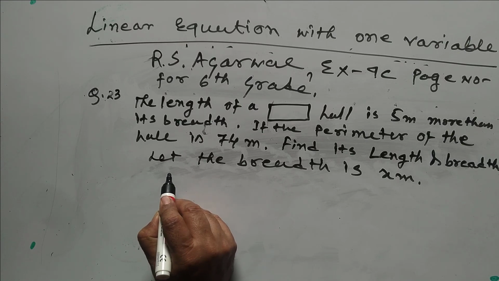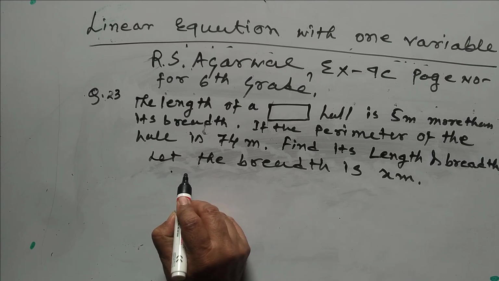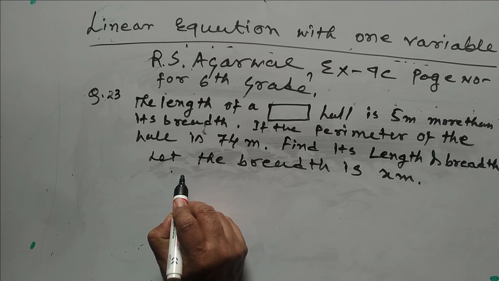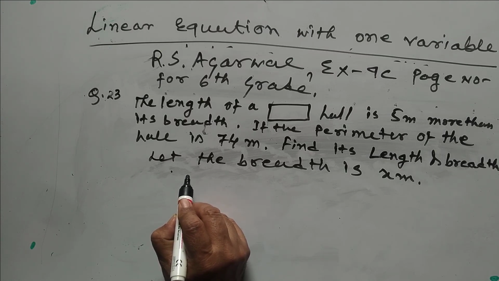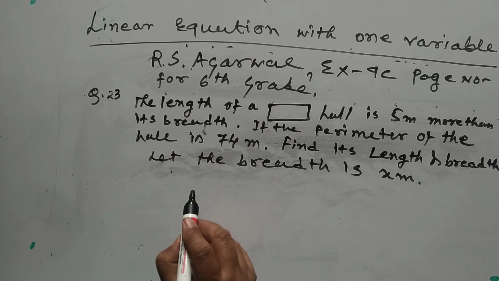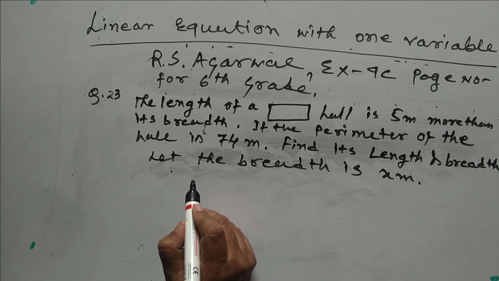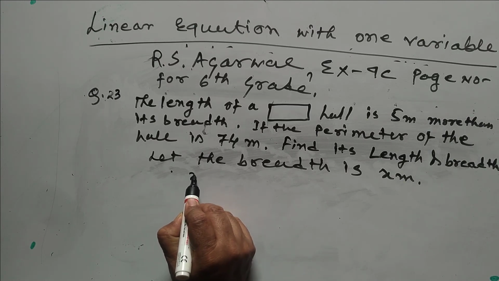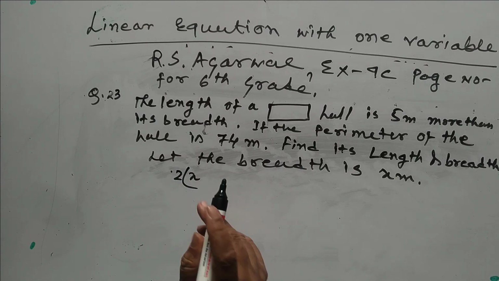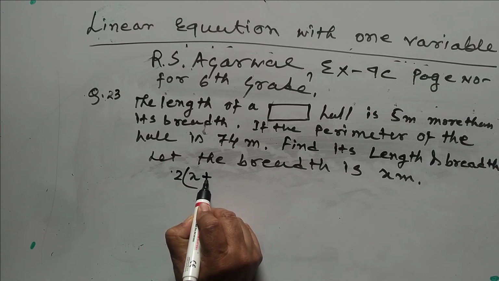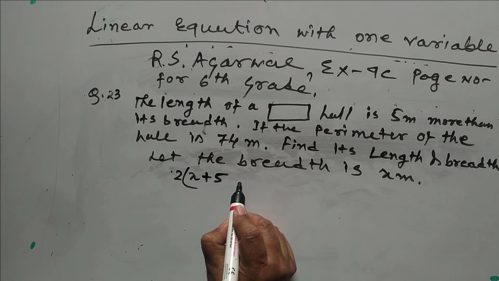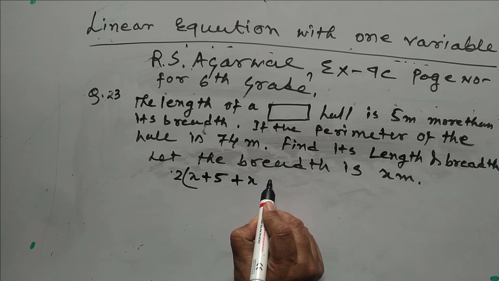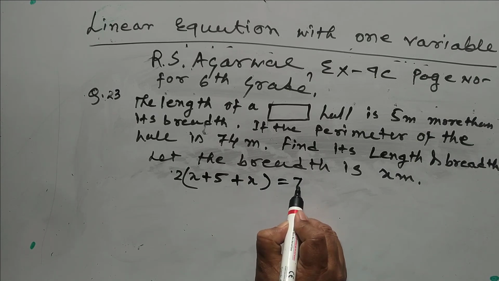We know the formula of perimeter is 2 within bracket, L plus B, length plus breadth. So we can write like this: 2 into x plus 5 plus x, equals 74.